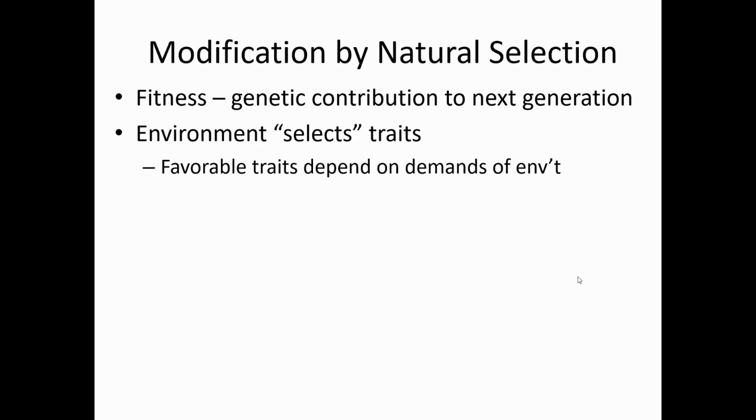Some other key points here: the environment selects the traits, right? These organisms aren't purposely trying to be faster. Their environment makes them be faster, if you will, because they have to catch faster prey. If they don't, they die. That's how that works. So the environment is selecting the traits.